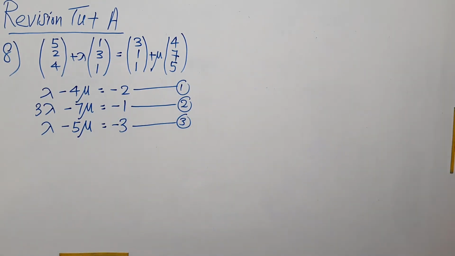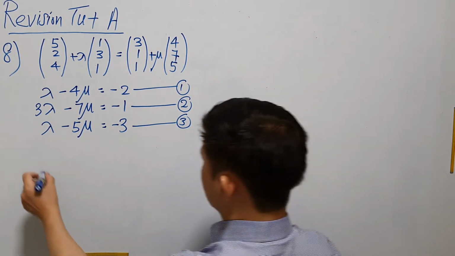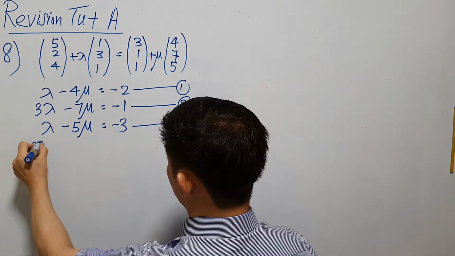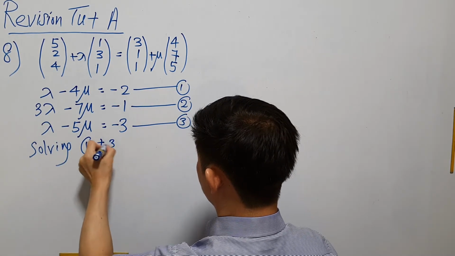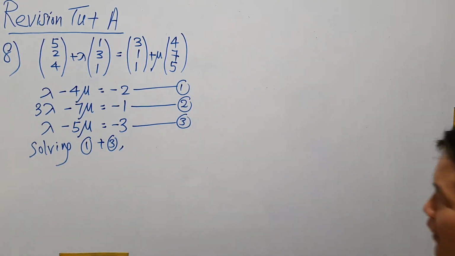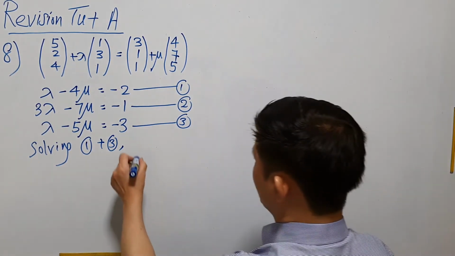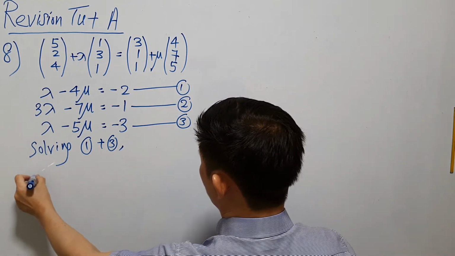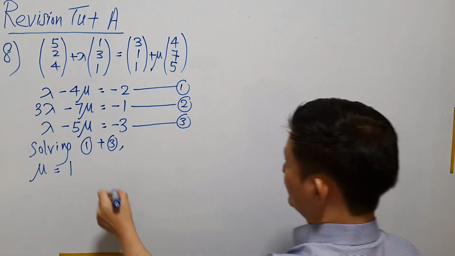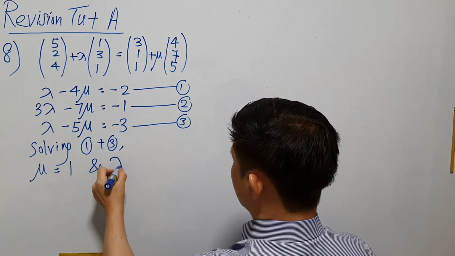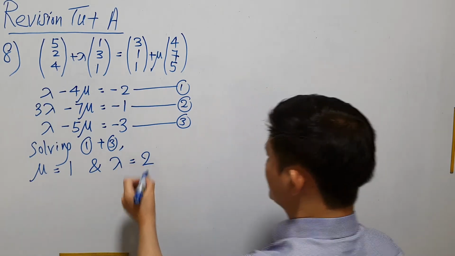Okay. So in this kind of problem, finding the intersecting point between two lines, we always use two equations. In this case, I intend to solve 1 and 3. If you solve 1 and 3, it's actually easier. Your mu will be equal to 1, and then your lambda is equal to 2.